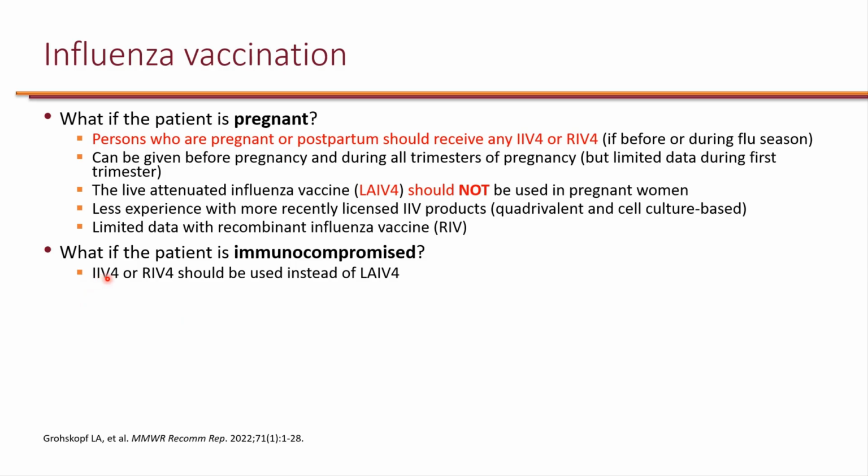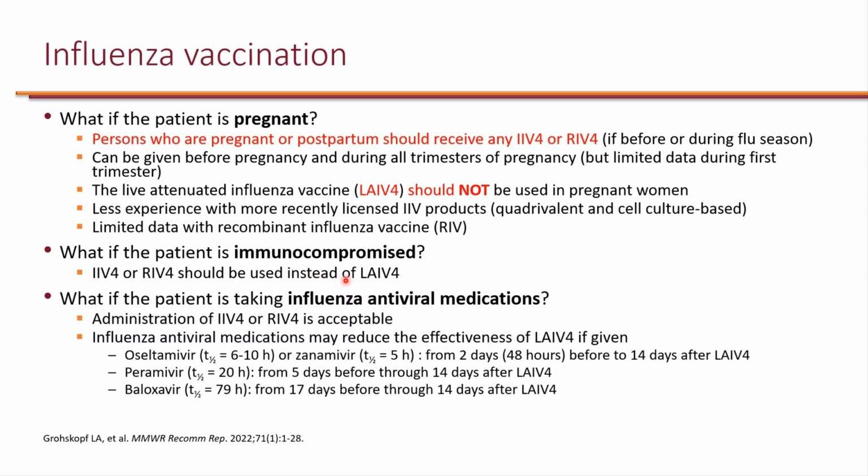So either inactivated influenza vaccine or the recombinant, and of course, inactivated either egg-based or cell cultured, similar to pregnancy. And live attenuated should not be used. So the live attenuated, because they replicate in the body, they should not be used in immunocompromised patients because it can replicate and get out of control due to immunocompromise.